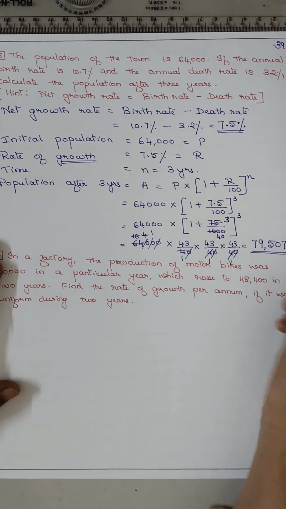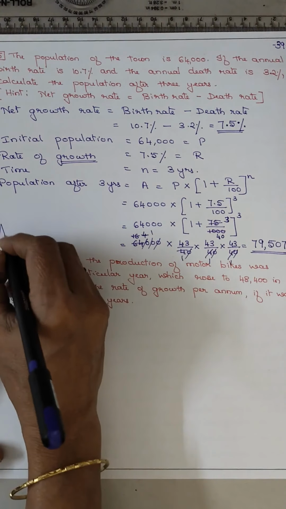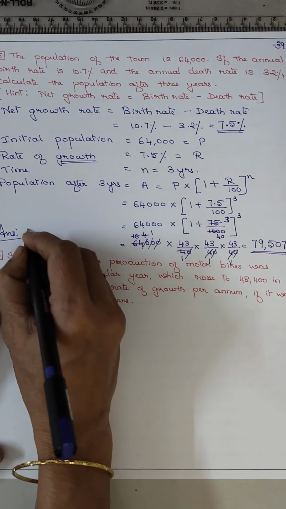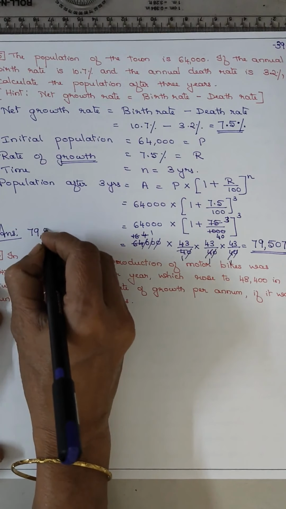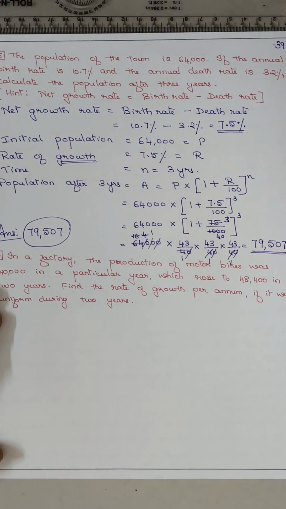79,507. So the answer is 79,507. That is the population after 3 years.